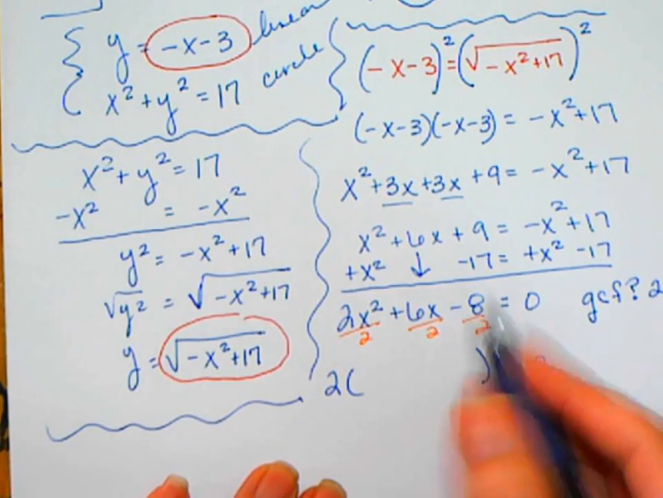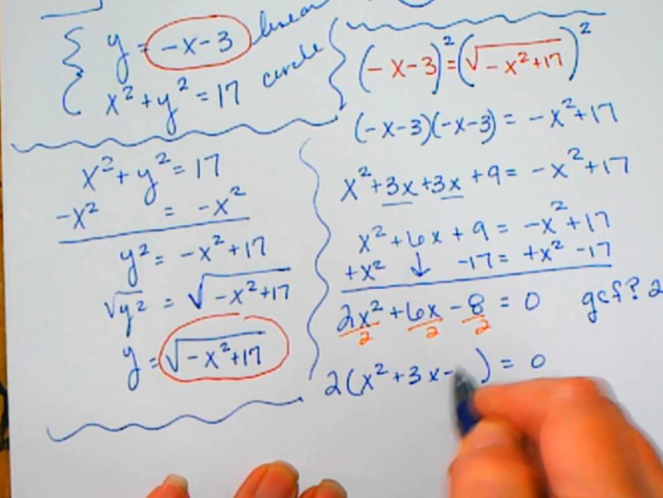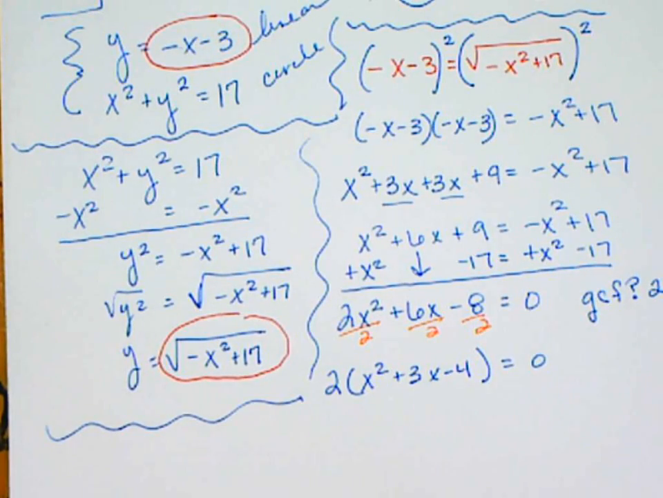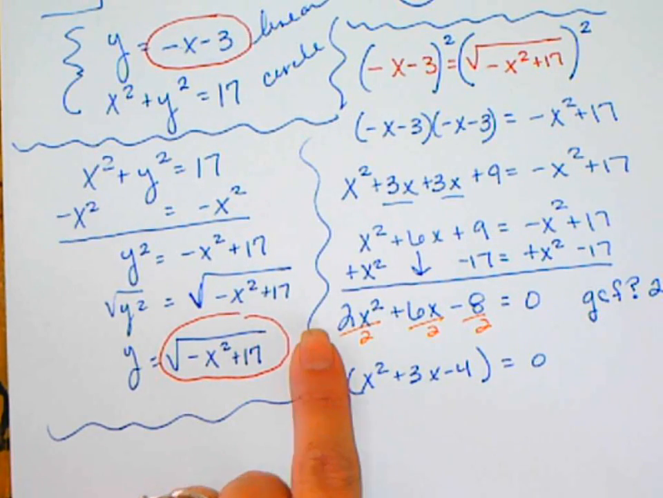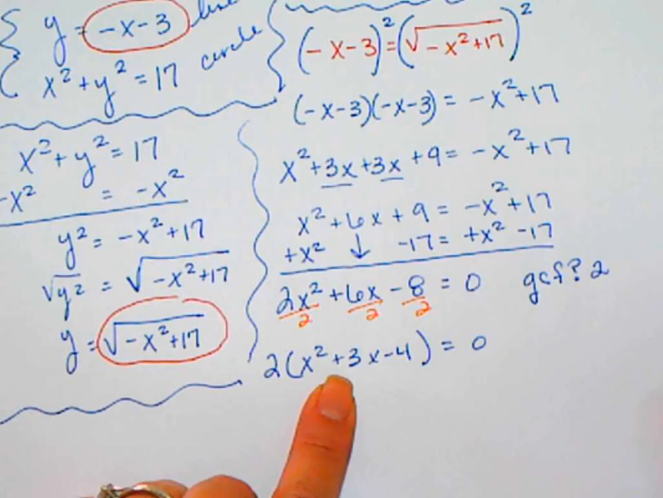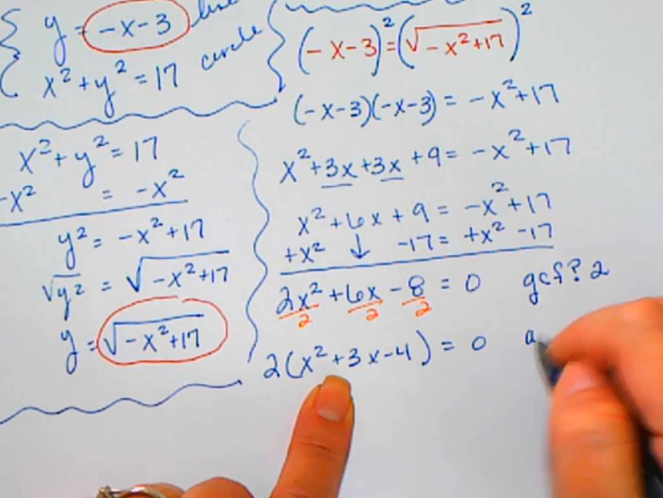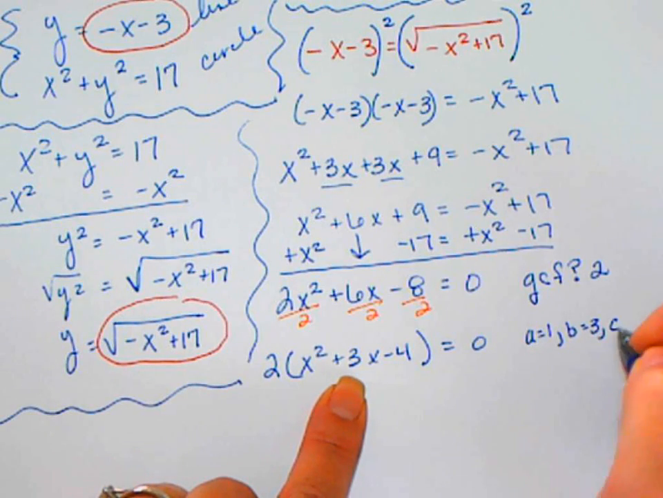So what am I left with? Now, since I'm going to use the T-chart to factor, when I pick A, B, and C, remember, now I'm only factoring what's inside the parentheses, not my original. So when you pick A, B, and C, you pick the A, B, and C from what's inside the parentheses. So what is A? A equals 1. What is B? B equals 3. And what is C?